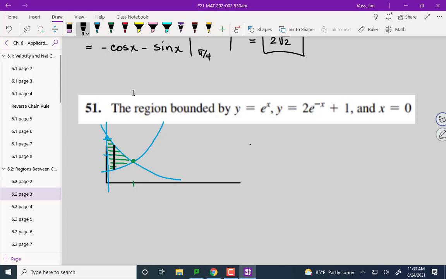Okay, so we are going to integrate. We're finding area. The upper curve is the decay curve, so 2e^(-x) plus 1. That's the upper curve. Subtract off the lower curve. The lower curve is just e^x.